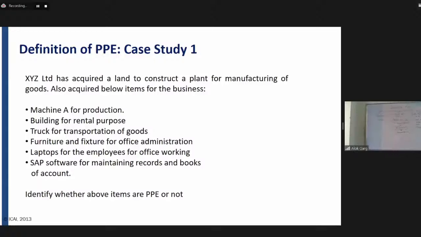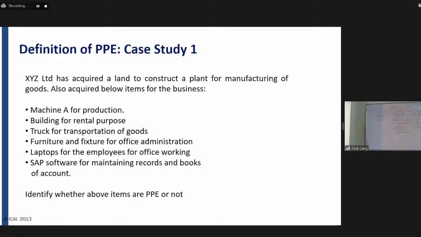So Ambika is saying, sir, except building and except software, everything is PPE. Pujita is saying all are PPE except for SAP. Pujita, I have told you, there is an exception only for land and building. If land and building is held for rental purposes, then it is not a PPE. It will be covered under investment property. And software, of course, is not a PPE. Chavi, you are right. Building and SAP software is not a PPE.